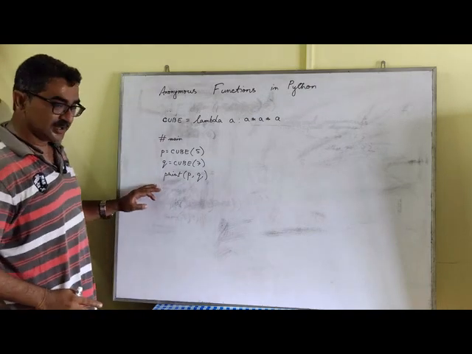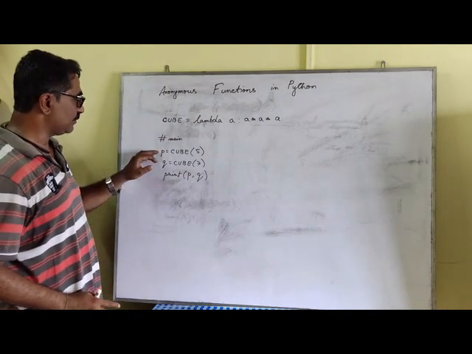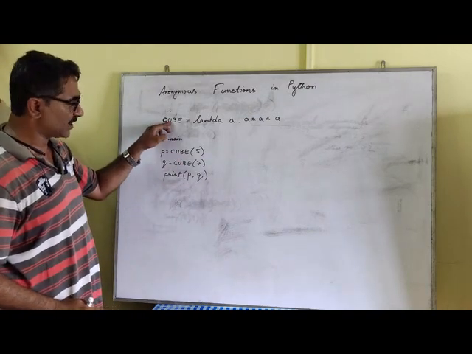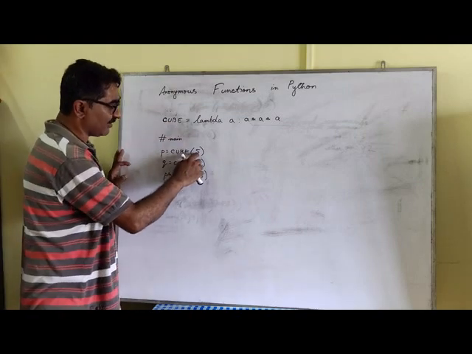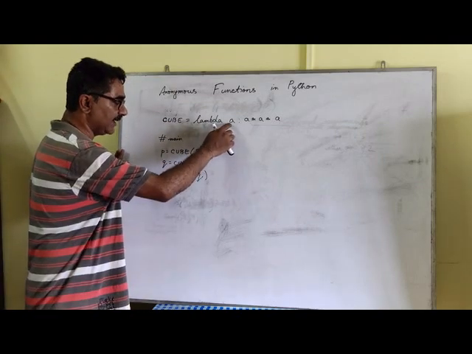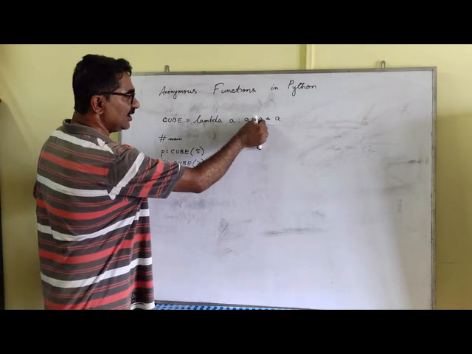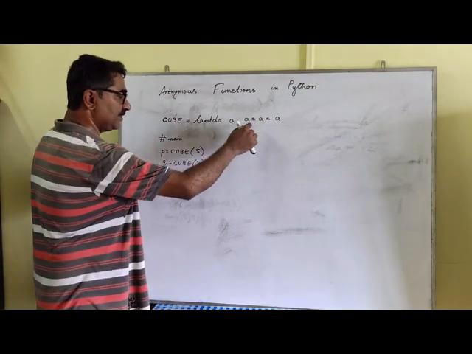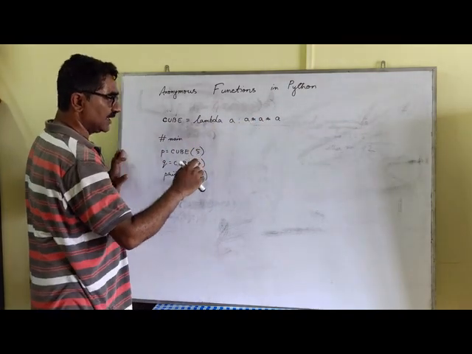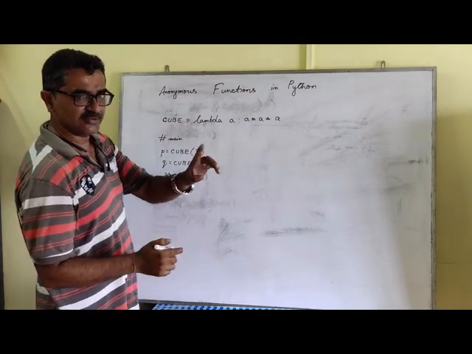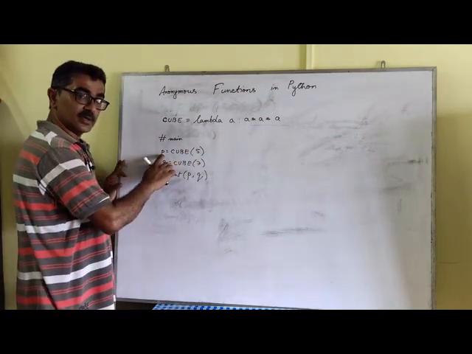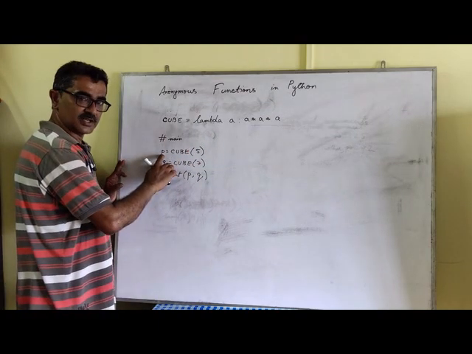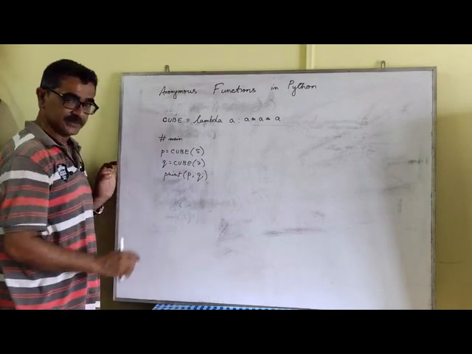Now look at the way I am invoking this anonymous function. p equal to cube, this is the name of that particular identifier, and I am passing 5. The value 5 goes to variable a. Now a into a into a, that is the cube, will get executed. That is 5 into 5 into 5. The cube of 5, that is 125, will get stored in p.